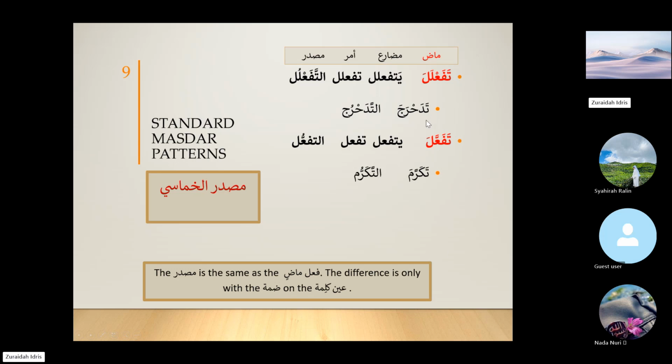Now, what's the ain kalima here? The dal? No, that's the fa. Which one is the ain kalima here? Tell me. Ha. Yes. Ra? It's ha actually, because it's fa ain lam lam. Fa ain lam lam. Got that? Yes, okay now.